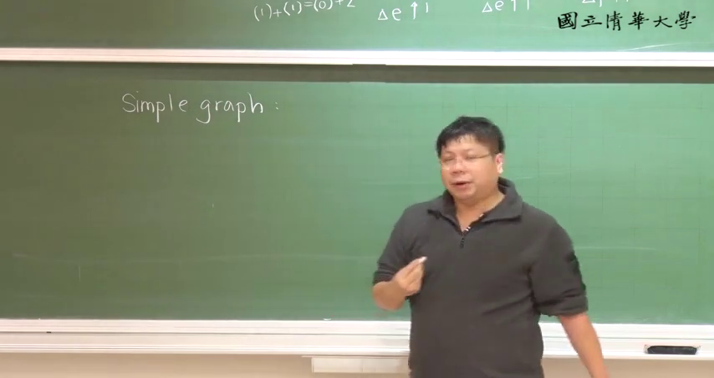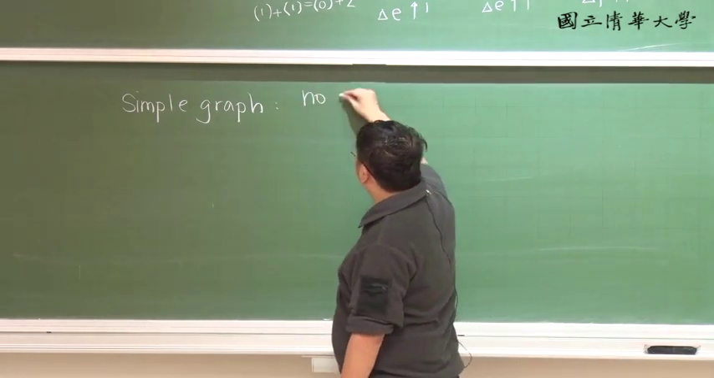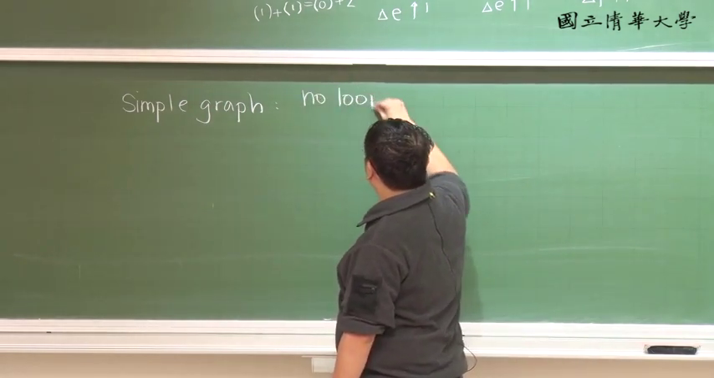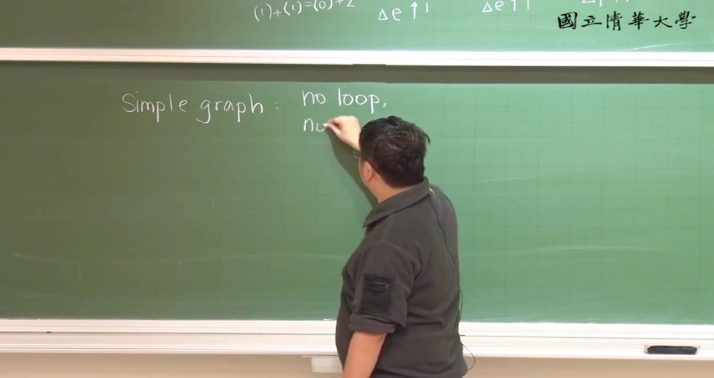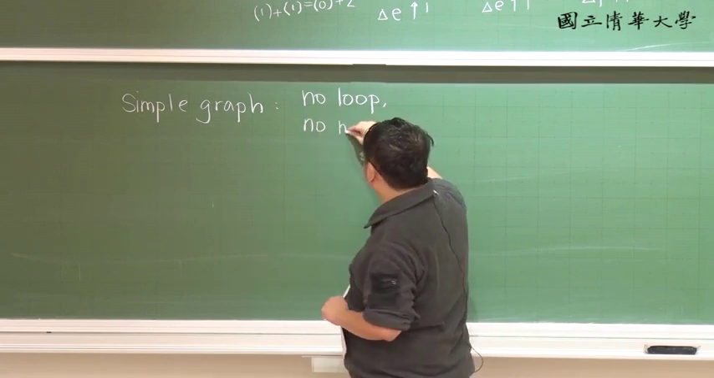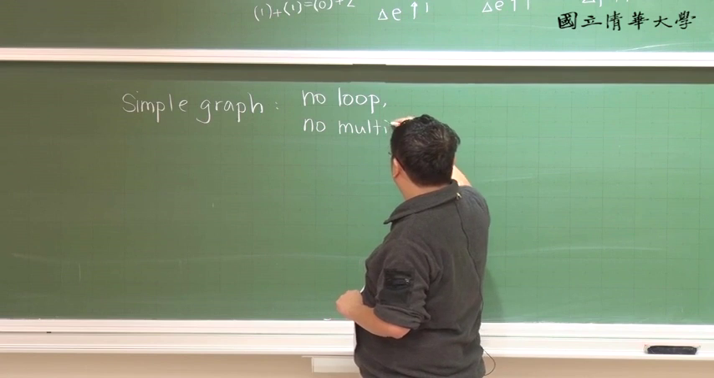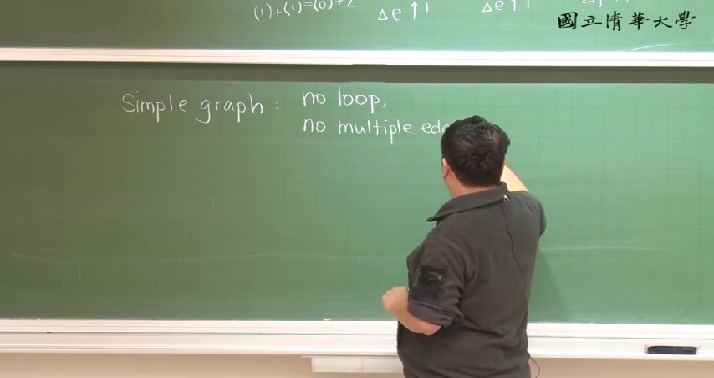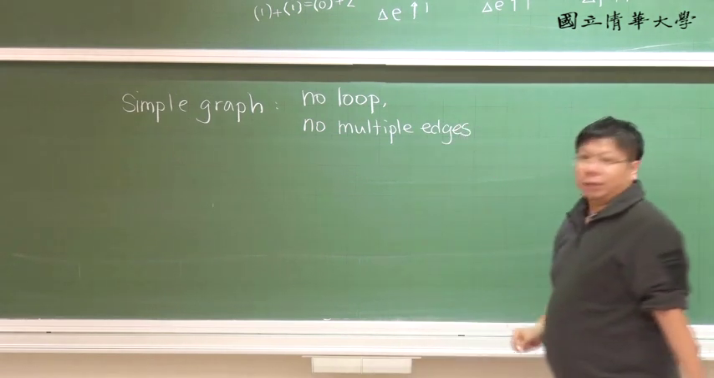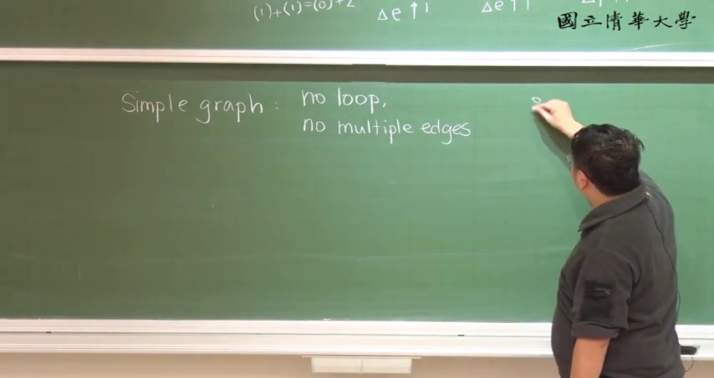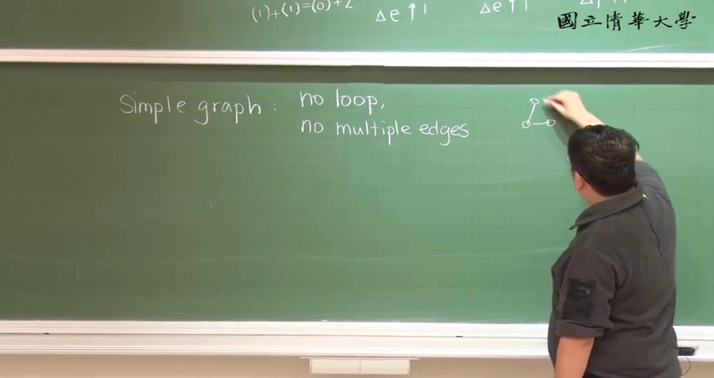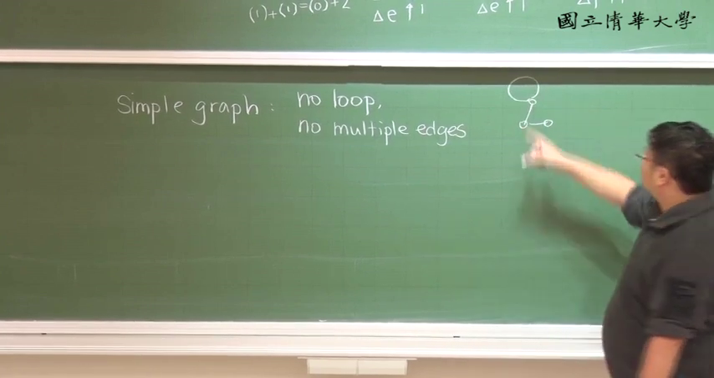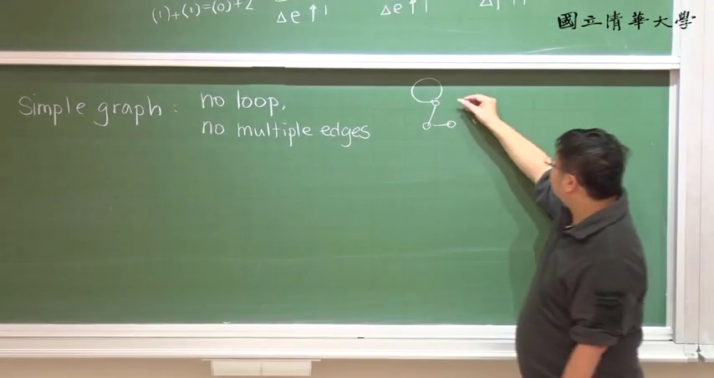A graph is simple if there is no loop, no self-loop, and no multi-edges. So what is a self-loop? This is a self-loop. So this is a loop.